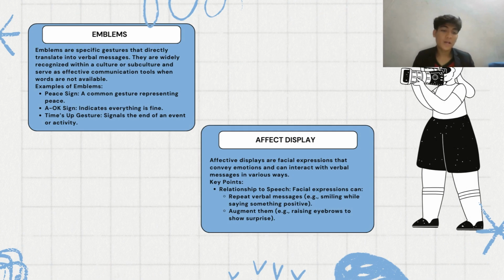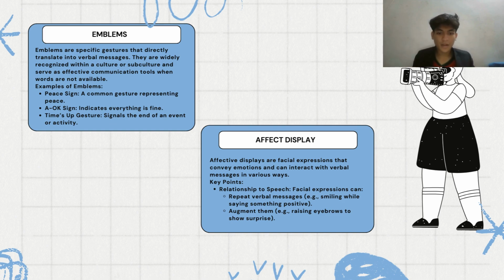Dimensions of nonverbal communication. The first one is emblems. Emblems are specific gestures that directly translate into verbal messages. They are widely recognized within a culture or subculture and serve as effective communication tools when words are not available. Examples of emblems are peace signs, a common gesture representing peace, and OK, which indicates everything is fine.